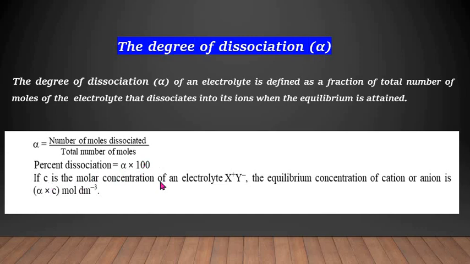If C is the molar concentration of an electrolyte, the equilibrium concentration of the cation or anion is C multiplied by alpha, in mol per dm cube. Dm cube means mole per liter.